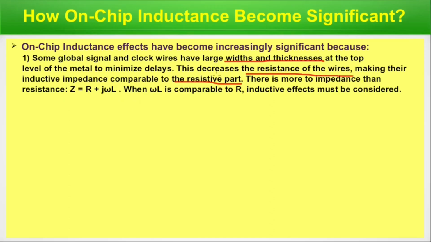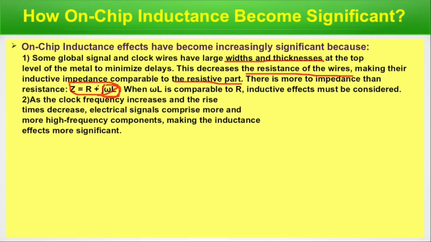to the resistive part. Now, impedance of metal interconnect is expressed as Z equal to R plus j omega L. If the resistive part is less, then at increasing frequency, this part is comparable to R. So, when one part of impedance is comparable to the other part, we have to consider both. We cannot any longer ignore this part.